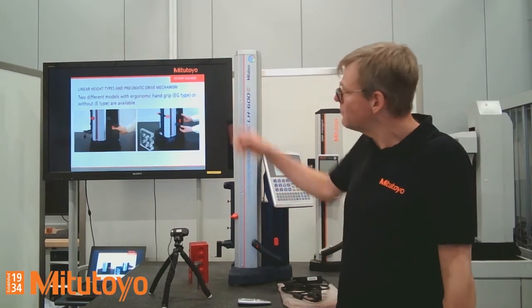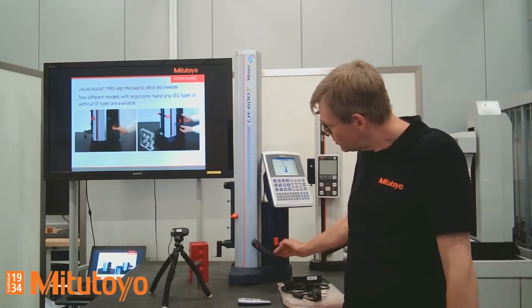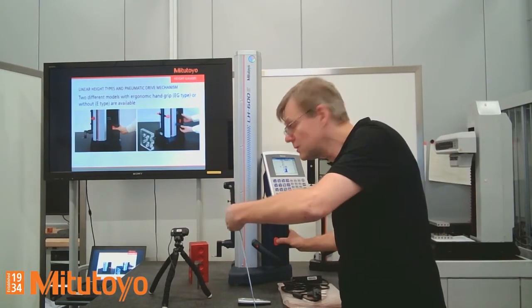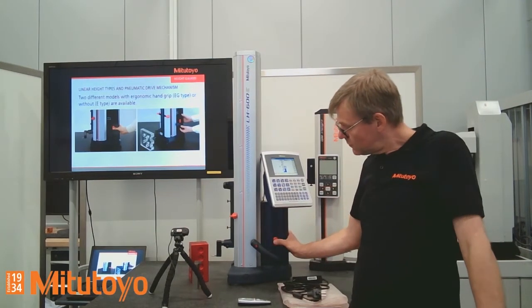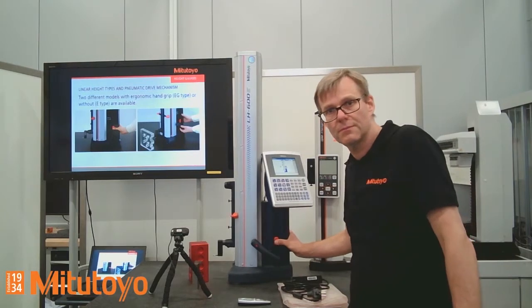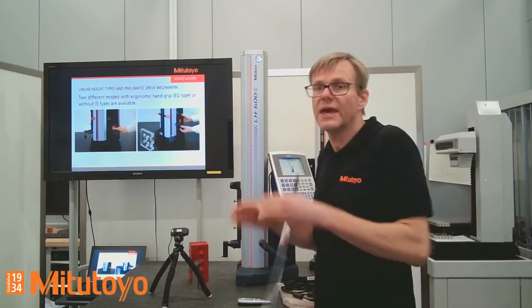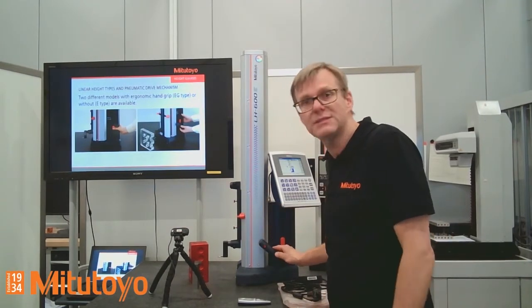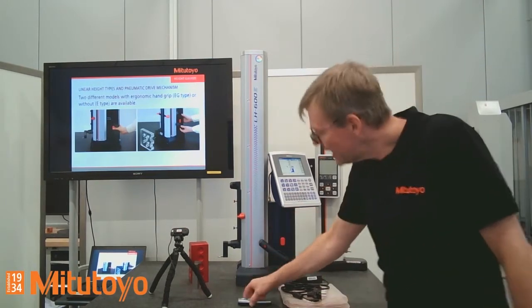There is another model without the grip, which is a little bit cheaper than this one. There is no grip, and if you would like to move the height gauge on a granite plate, you have to use this switch here to move the instrument. Accuracy, performance, everything is the same. The only difference is the grip. That's it.